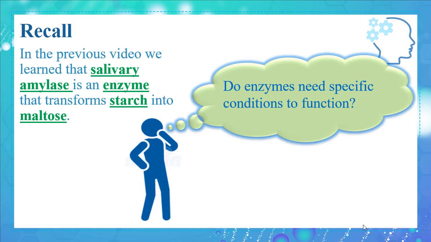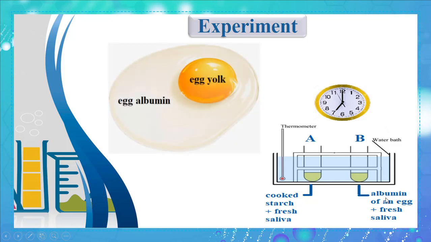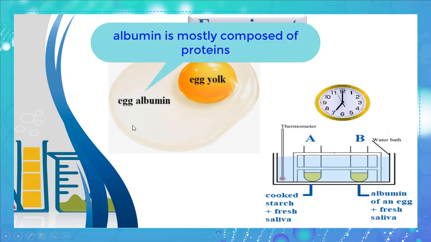In order to study the mode of action of digestive enzymes, we conducted the following experiment. So here in tube A we have cooked starch and fresh saliva, and in tube B we have albumin of an egg and fresh saliva. But what is albumin? Well, it is the white part of the egg, see?